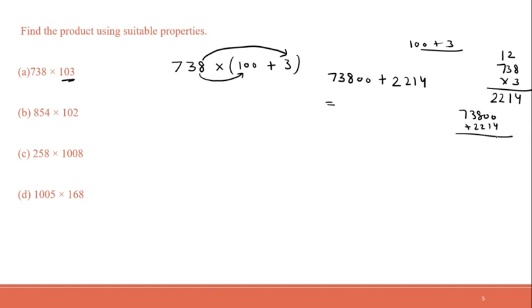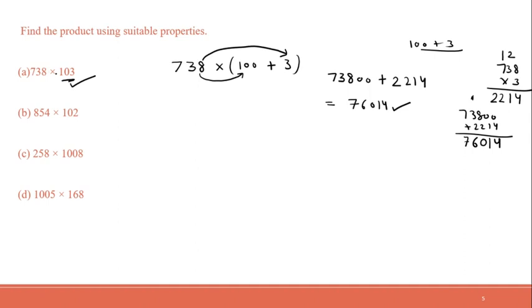Add this: 4 plus 0, 4. 1 plus 0, 1. 8 plus 2. What is 8 plus 2? It is 10. 0 here, 1 extra. 3 plus 2, 5, plus this 1 extra, 6. And then this 7. So the answer will be 76014. Got it? This is how we apply these properties, right?